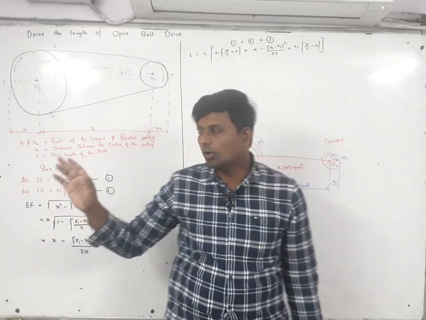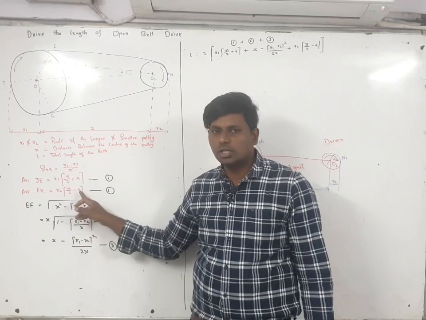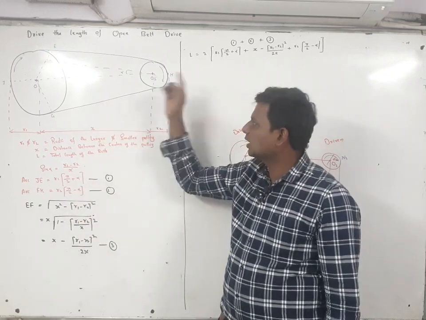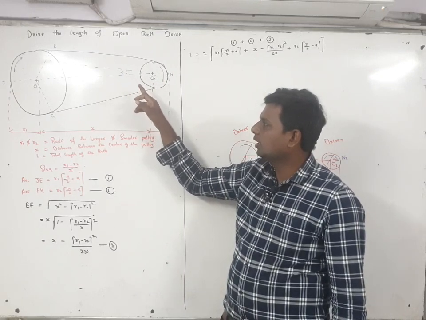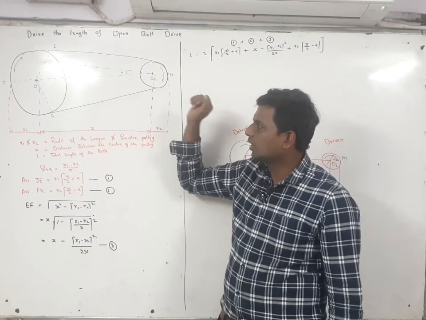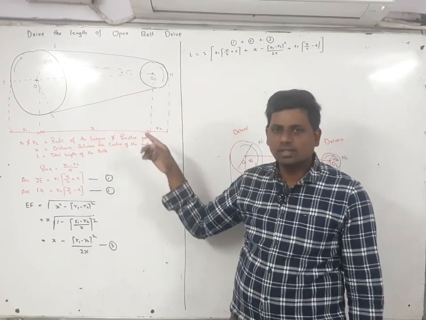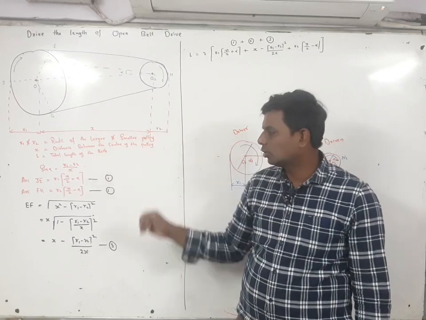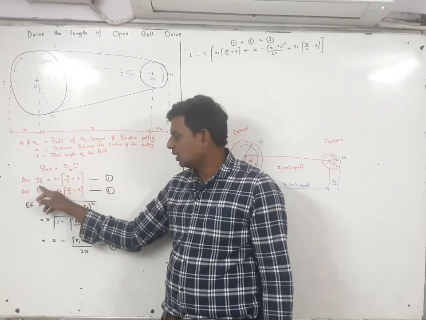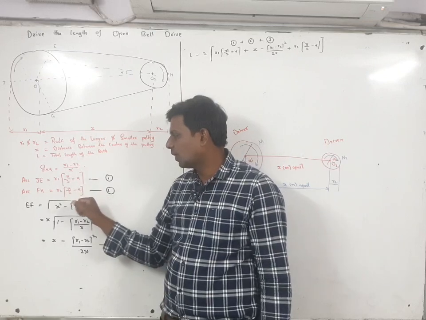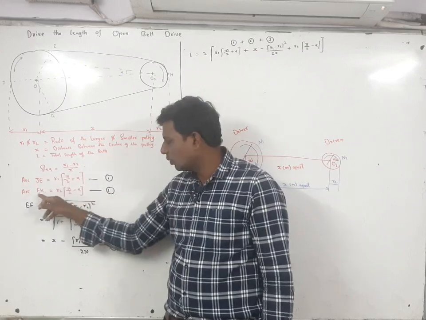First, you have to consider the driver pulley. For the driver pulley, this equation will be generated. With the help of simple angle simplification, sine theta is equal to opposite by hypotenuse, cos theta is equal to adjacent by hypotenuse, and tan theta is equal to opposite by adjacent. With these three formulas, you can easily get the equation. So better to remember: sin alpha is equal to (R1 minus R2) by X, JE is equal to R1 (pi by 2 plus alpha), and FK is equal to R2 (pi by 2 minus alpha). This is for JE and this one for FK.